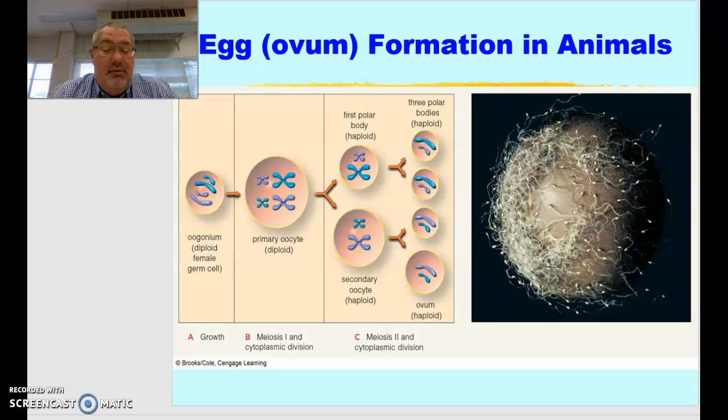Of the 4 products in a female from meiosis, only 1 tends to become an ovum or egg, and the other 3 degenerate. They're referred to as polar bodies. You can see in the picture the difference in size between an egg and a sperm, just to note the difference in size there. So that kind of ends the topic of meiosis.